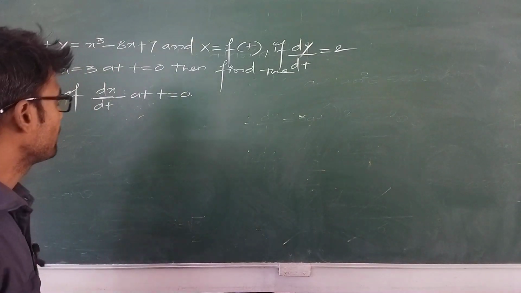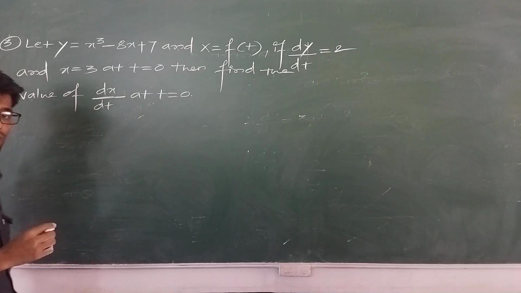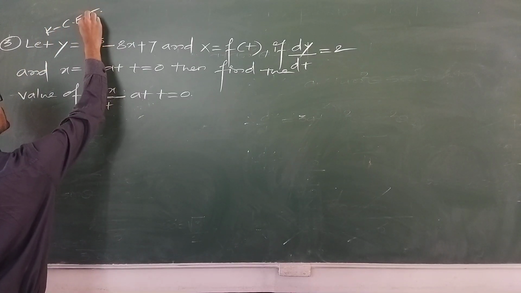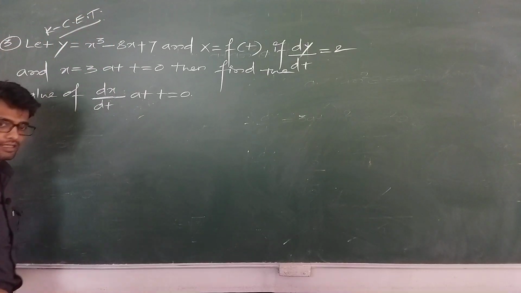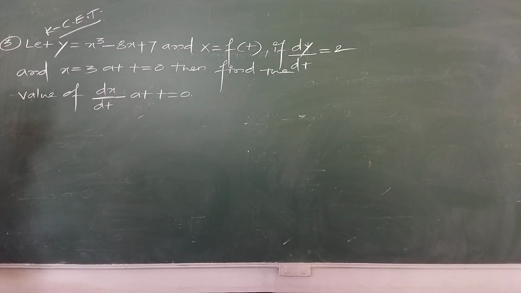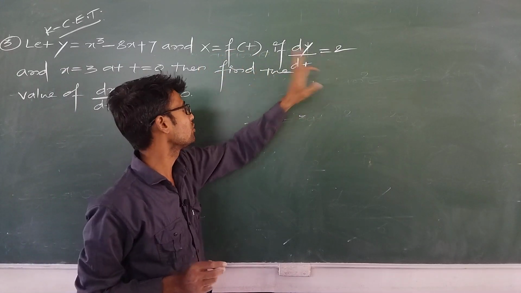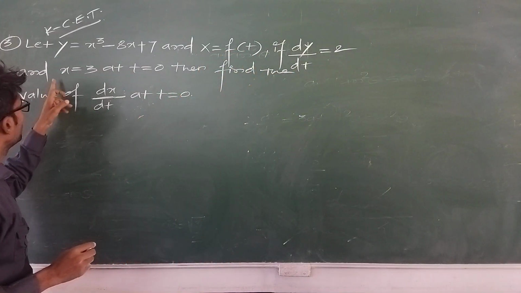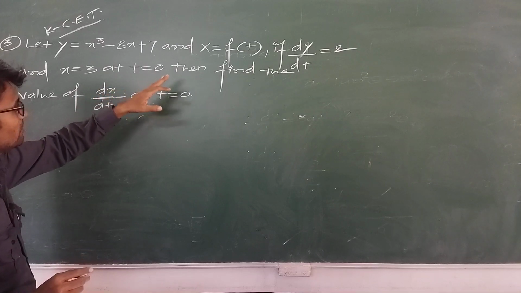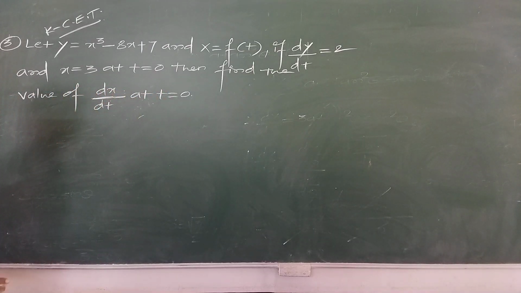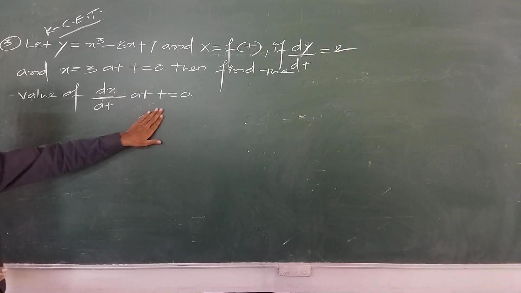So this is a very important example. They will ask it for Karnataka CET. Very important for CET. So what is given? The value of y equal to x cube minus 8x plus 7 and x equal to f of t. If dy by dt equal to 2 is given and x equal to 3 at t equal to 0, then find the value of dx by dt at t equal to 0. Right?